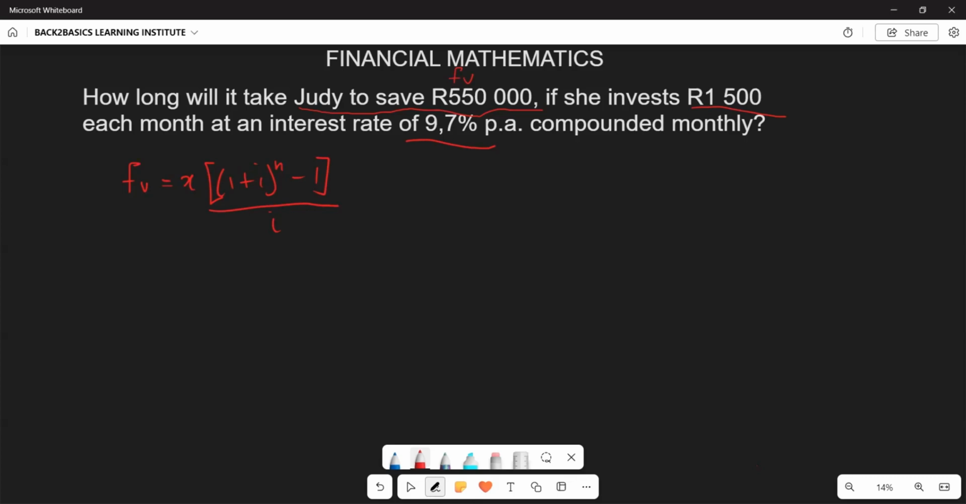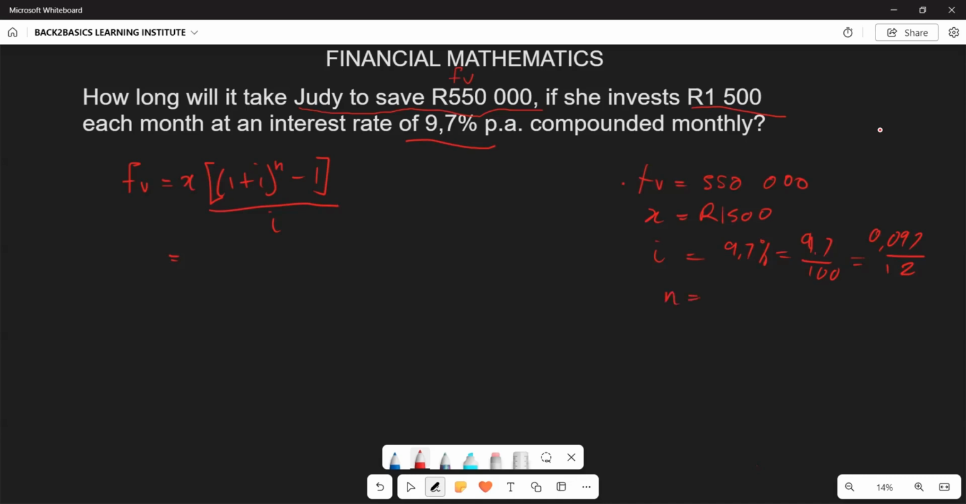Now, firstly, what are we given here? We are given our future value, which is 550,000, and we are given our x, which is the monthly installment, which is 1,500, at a given interest rate of 9.7%. 9.7% is the same as 9.7 over 100, which is 0.097, and because this is monthly, we divide by 12, because the compounding period is 12.